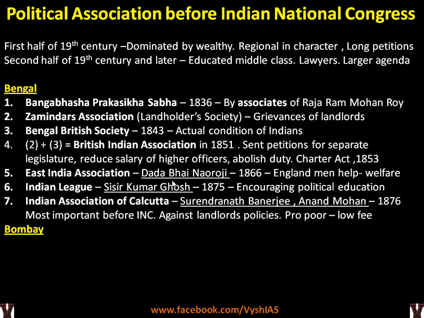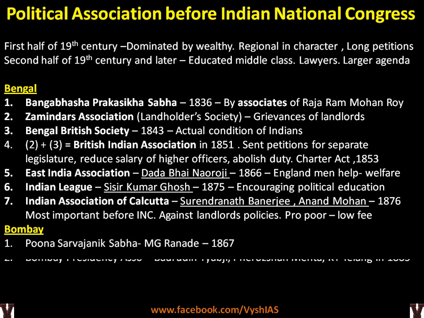So please try to remember at least the final 3 which we have mentioned here: East India Association by Dadabhai Naoroji, Indian League by Sisir Kumar Ghosh, and Indian Association of Calcutta by Surendranath Banerjee and Anand Mohan. This can be a question. In Bombay, 2 important bodies are there: Pune Sarvajanik Sabha and Bombay Presidency Association. It's very easy to remember because they are 2 place names, Pune and Bombay.